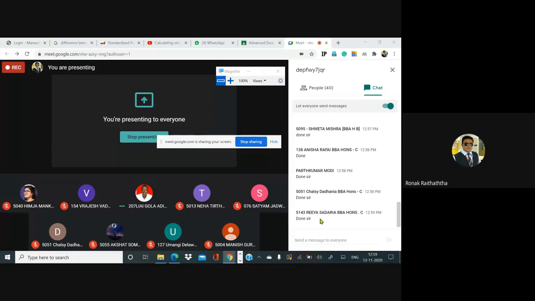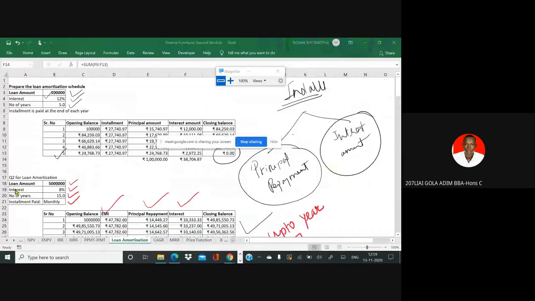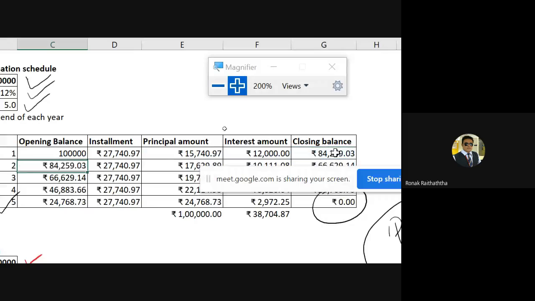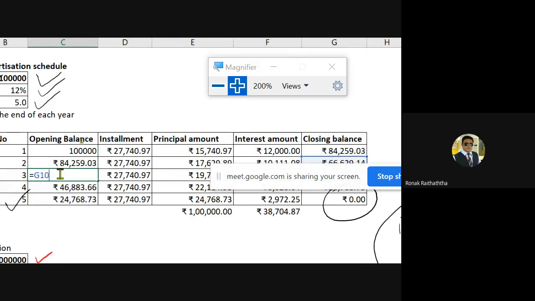Sir, may you please show the last step, the opening balance? Yes. Opening balance would be the closing balance of the last period. So I have just done equal to and selected the closing balance, as simple as that. You may copy and paste it in the others, so the opening balance would be automatically adjusted. You may check it: if you go to the third one, it's G10, and the fourth one, it's G11. So that means it is automatically changing the range, right? Yes, sir. Thank you. I got it.